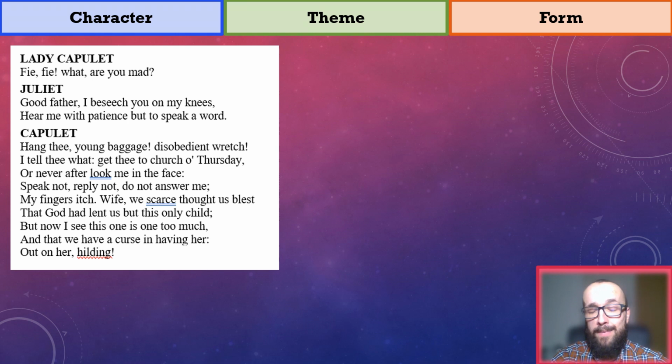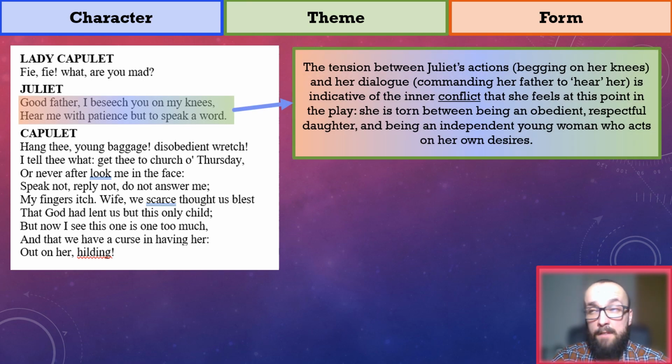Now after Lord Capulet's brutal verbal assault of Juliet, she falls to her knees and asks him to listen to her. Now the tension between Juliet's actions, her falling to her knees and begging, which is an act of inferiority, and her dialogue, commanding her father to hear her with patience, which is an act of superiority, is indicative of the inner conflict that Juliet feels. She is torn, it seems, between being an obedient, respectful daughter and being an independent young woman who acts on her own desires and wishes.